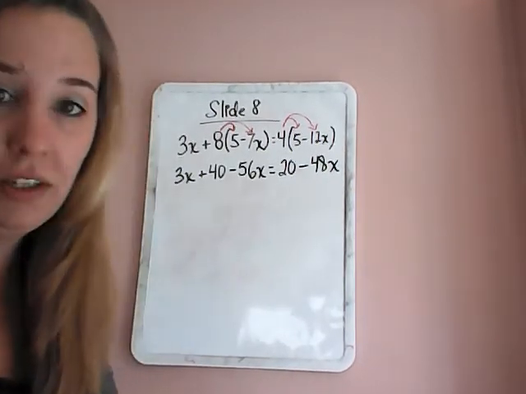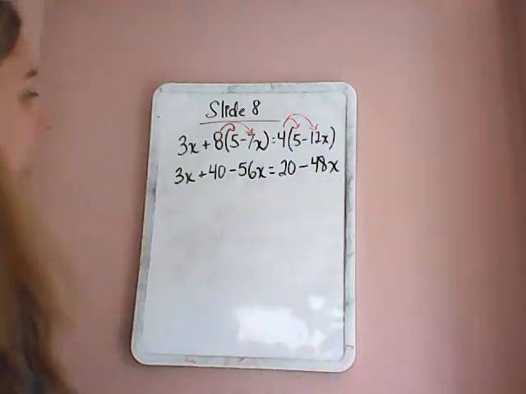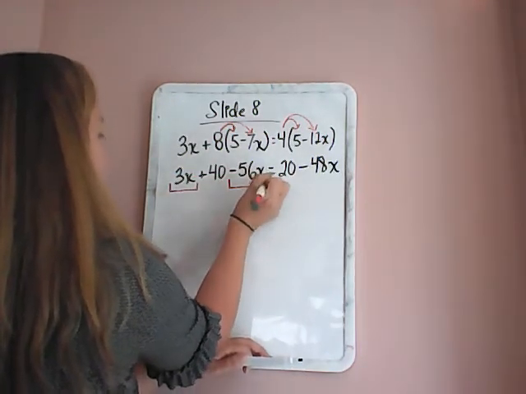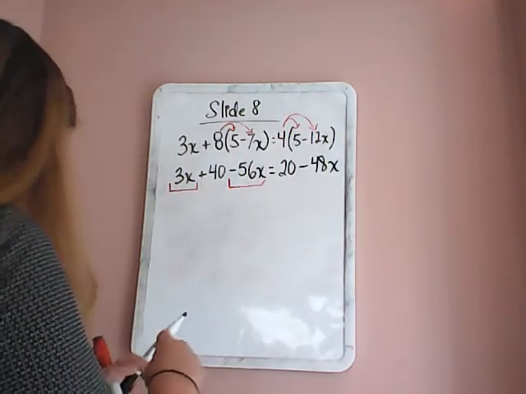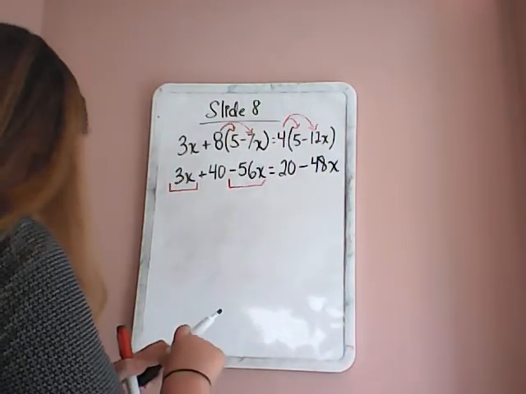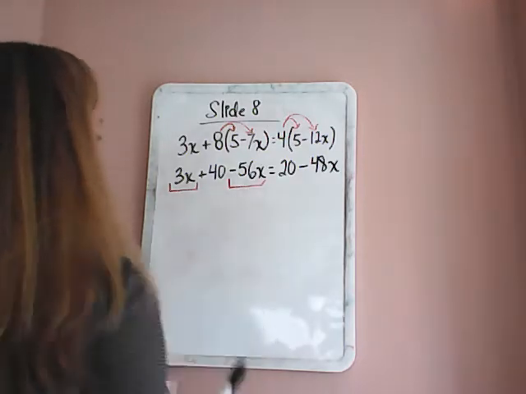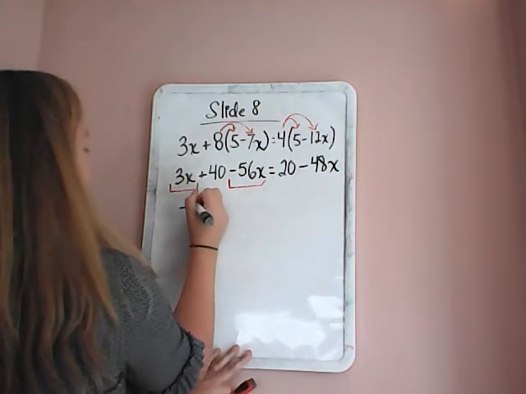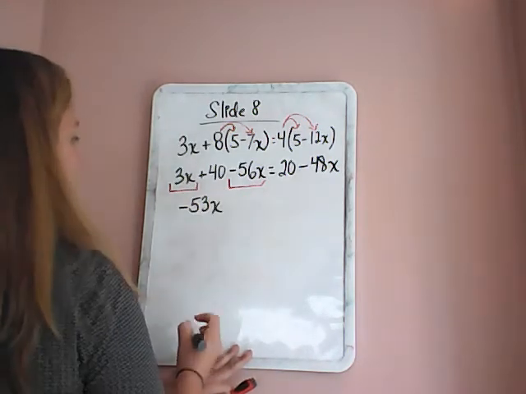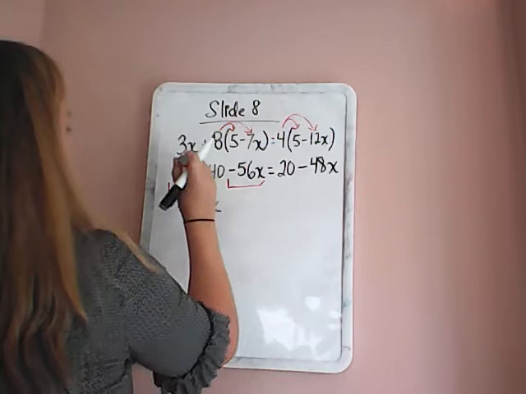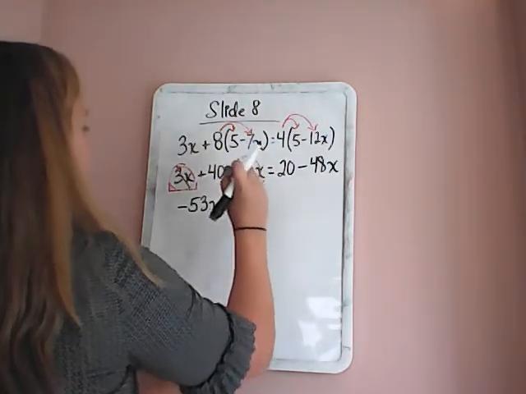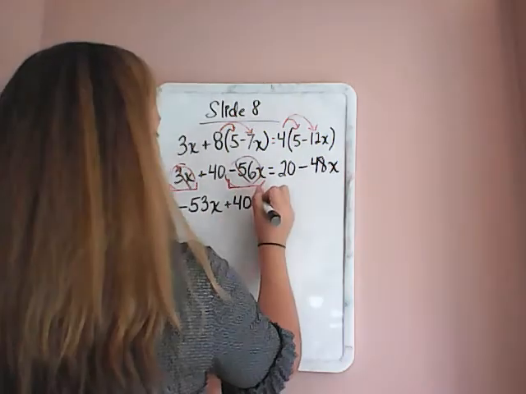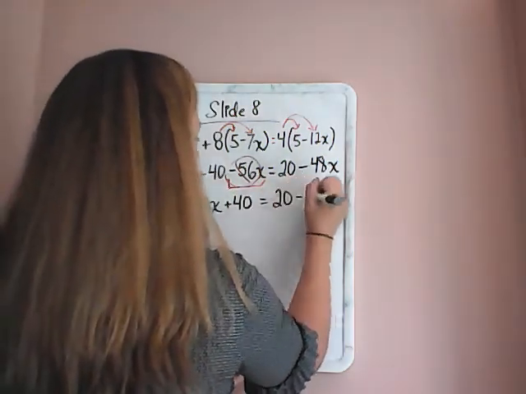Okay, hopefully you paused it and checked it out. I have 2 variable terms right here. I've got a 3x and a negative 56x. So 3x combined with negative 56x, that's a negative 53x. So those are gone. We dealt with those. We dealt with this guy. We dealt with this guy. The 40 still needs to come down. And that equals the 20 minus 48x.